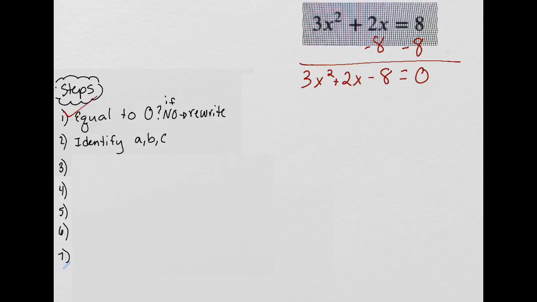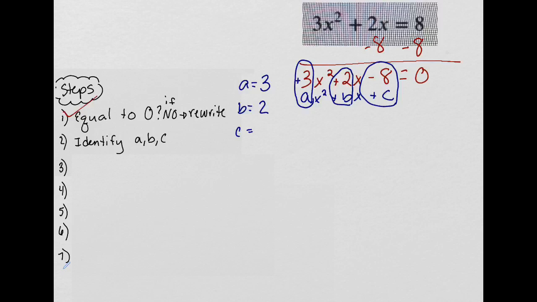Step 2 is to identify the A, B, and C values. Remember standard form, ax squared plus bx plus c. The key thing is that you're watching for the sign. That 3 doesn't have a sign, so I know it's an imaginary positive. B is plus 2, so that is a positive 2. And C is minus 8, so C is a negative 8.